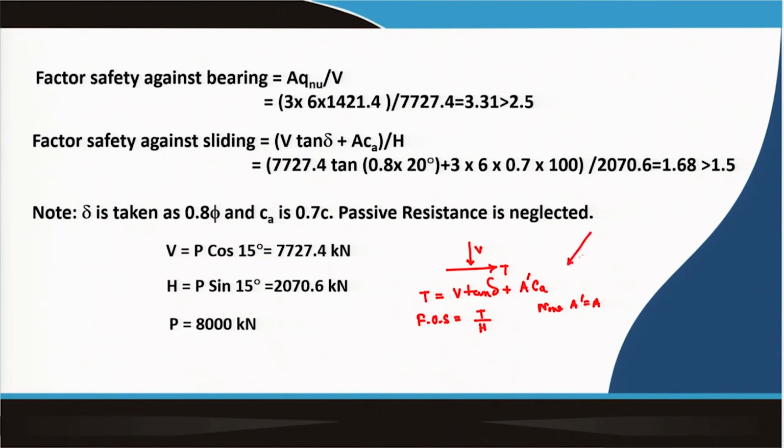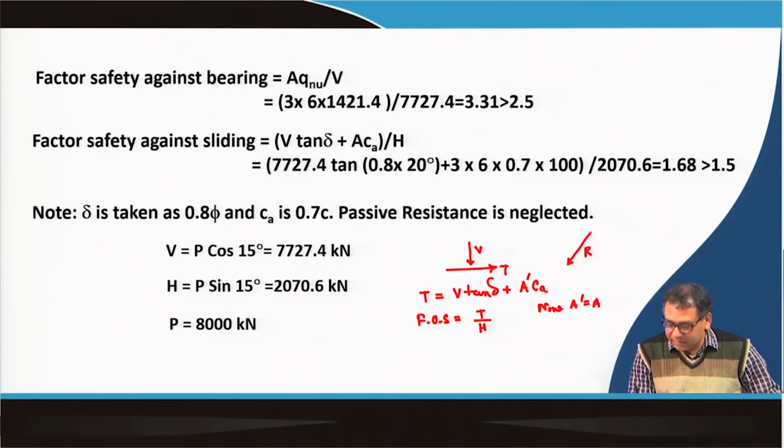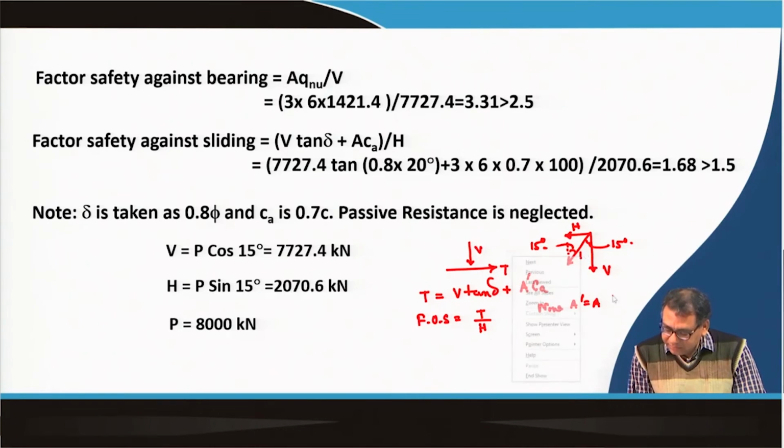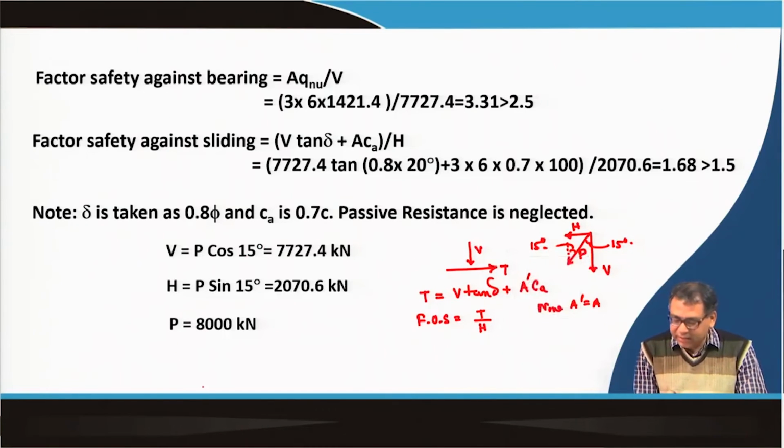Suppose this is my R, and it has a horizontal component H and a vertical component V. So, this angle is 15 degrees, which means this angle is also 15 degrees. So, V will be P into cos 15 degrees. Here P is written, so you can write P also. P cos 15 degrees is the vertical component and the horizontal component will be P sin 15 degrees. And P here is equal to 8000 kilonewton.